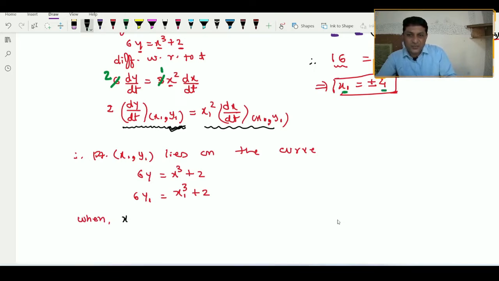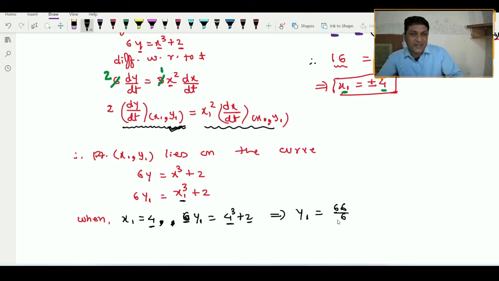When x1 is equal to 4, see what result we are getting here. 6y1 is equal to, I am replacing x1 by its value 4, so here we will get 4 cube plus 2, which implies that y1 is equal to, observe that the cube of 4 is 64, 64 plus 2 is 66, and this 6 on this side will get divided, which implies that y1 is equal to 66 upon 6, which is equal to 11. And the second value of x1 will be minus 4.